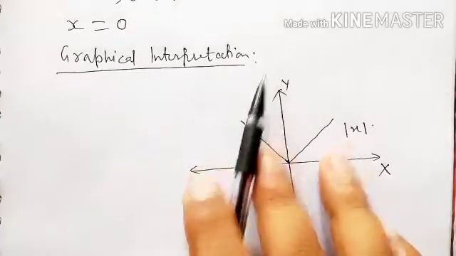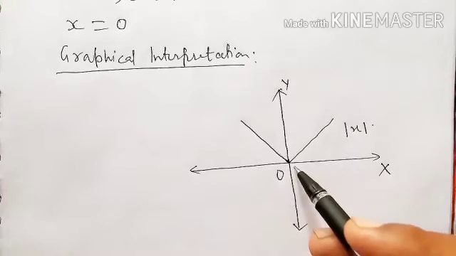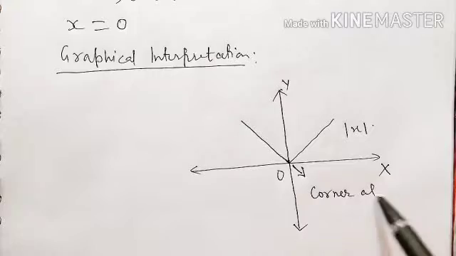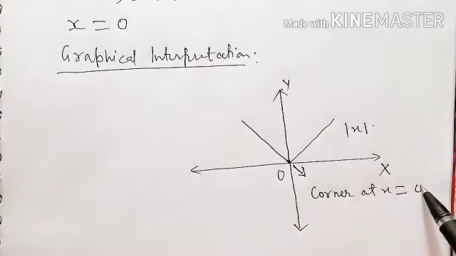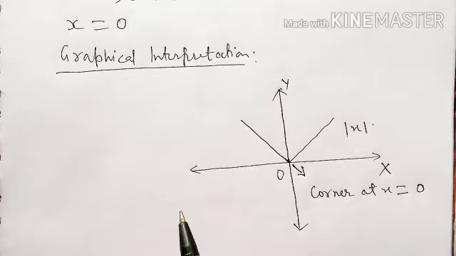Graphical interpretation. This is our graph of mod x, and we see that it has a corner at x equal to 0. From here we can say if the graph of a function has a corner at a point, then that function will be non-differentiable at that point.